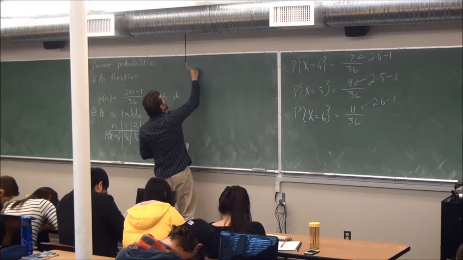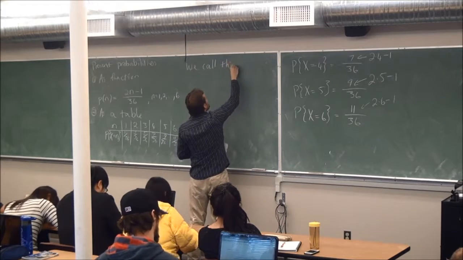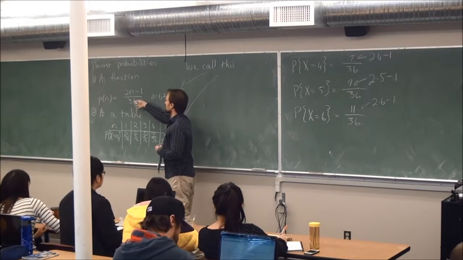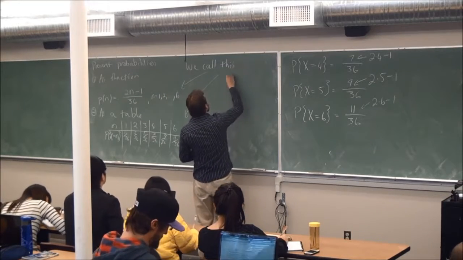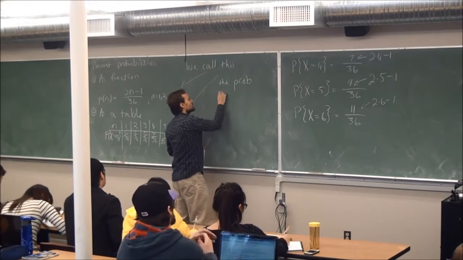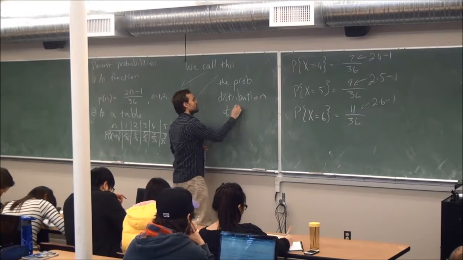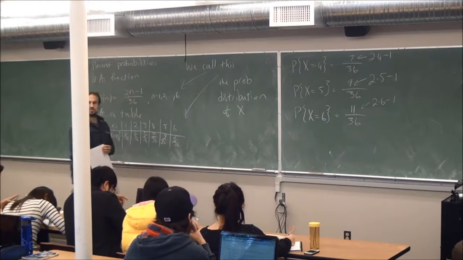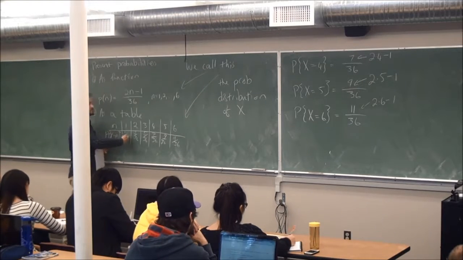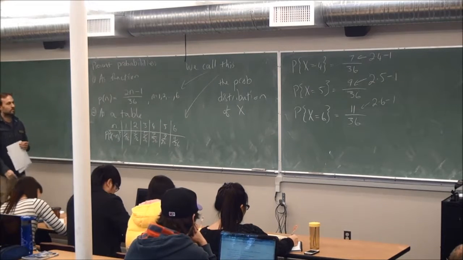So we call this, any one of these, whether it's a table format or a single function, the probability distribution of my random variable, which is X in this case. This tells me how the probability is distributed over the different possible values. So, probability distribution.